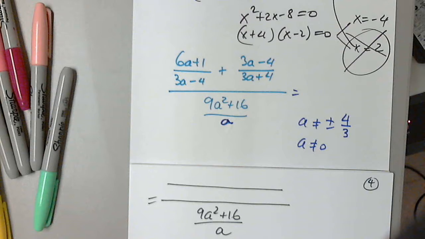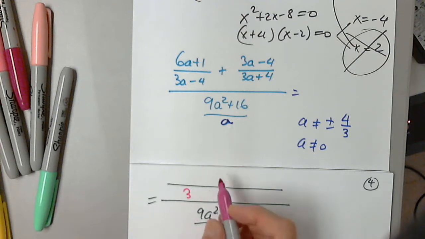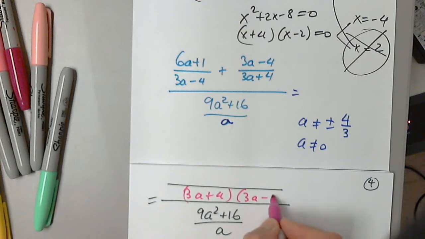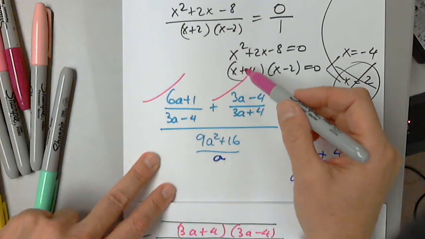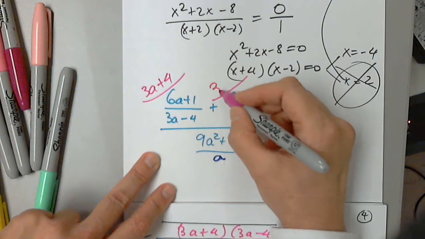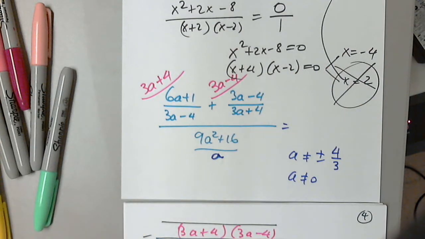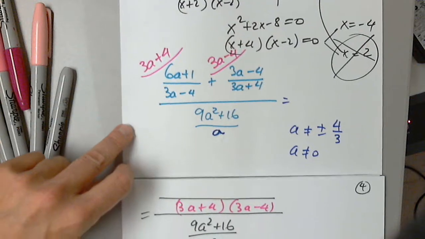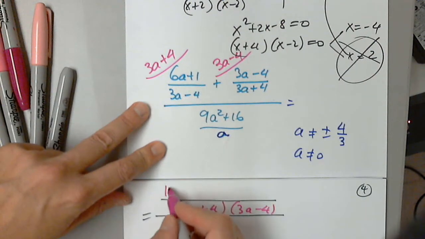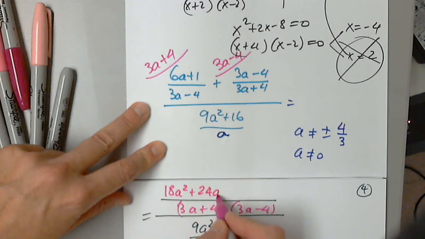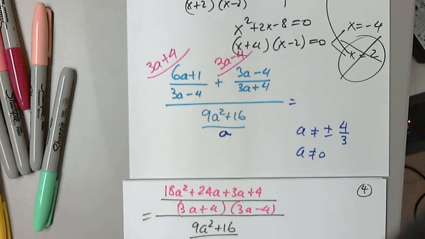Can anyone give us the least common denominator at the top? Is that like 3a minus 4 times 3a plus 4? Perfect. 3a plus 4, 3a minus 4, and accordingly the adjustments will be 3a plus 4 and 3a minus 4. Agreed with that? Yes? Okay, so now careful how we FOIL. So 18a squared plus 24a plus 3a plus 4. That is the first FOIL of 3a plus 4 and 6a plus 1.